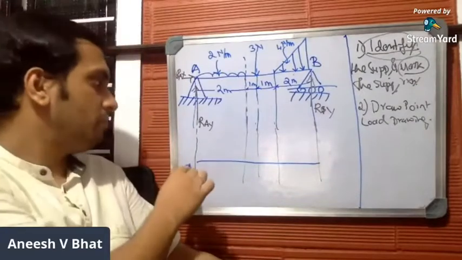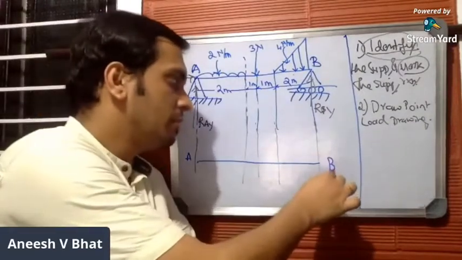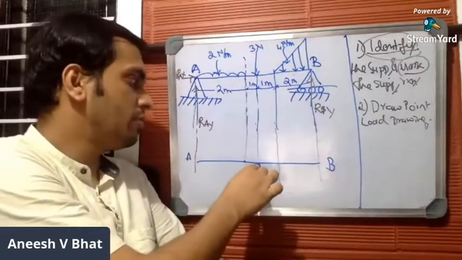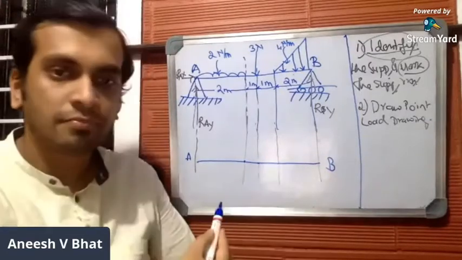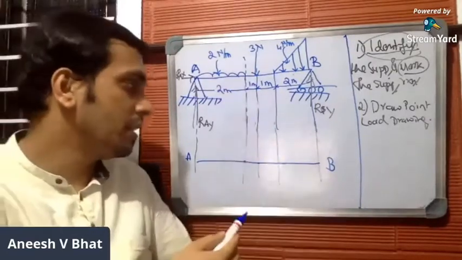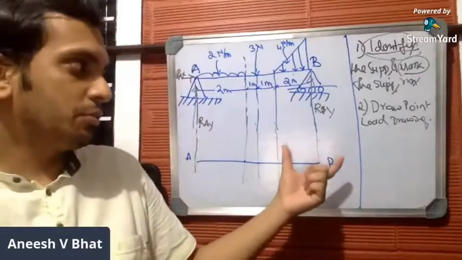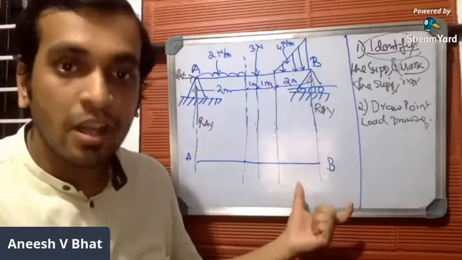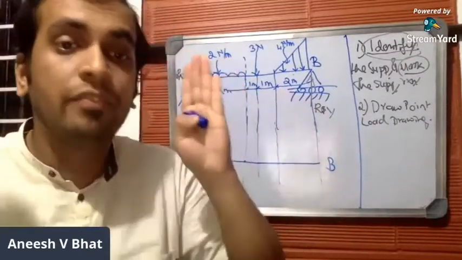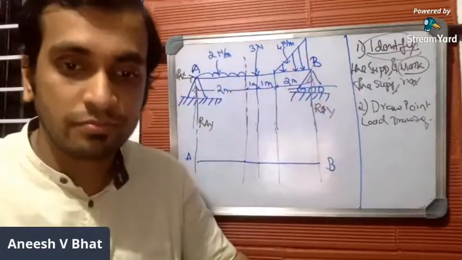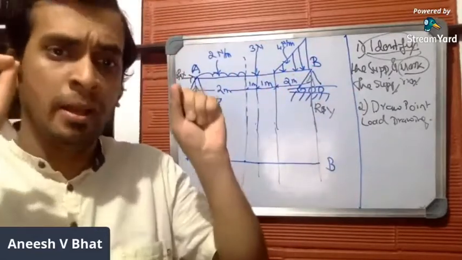Reproduce the beam. So this will be A, and this will be B. And these are the intermediate points, 1, 2. That you have extended the same. Now, in this particular drawing, what you draw in step number 2, in this point load drawing, all the loads should be in the form of a point load. All the loads should be point load.